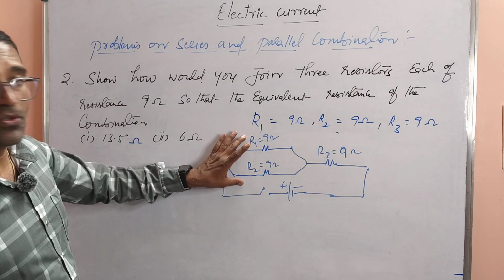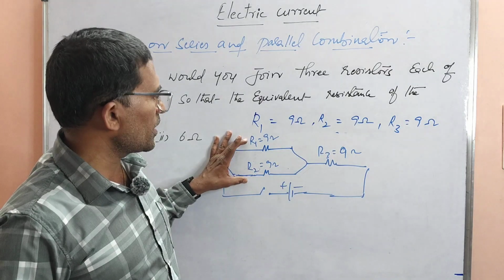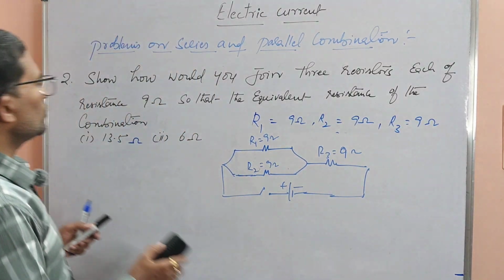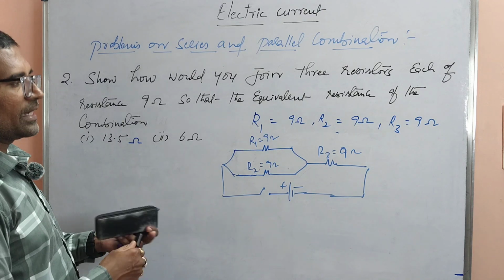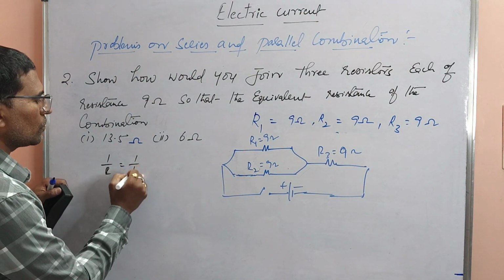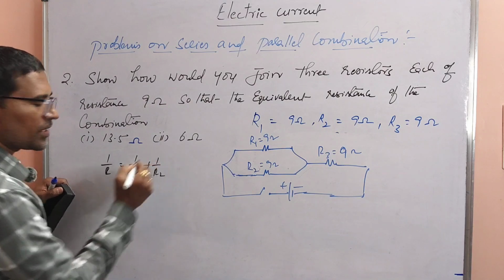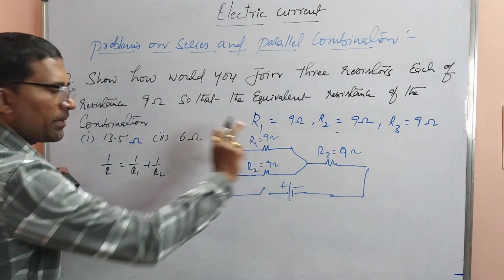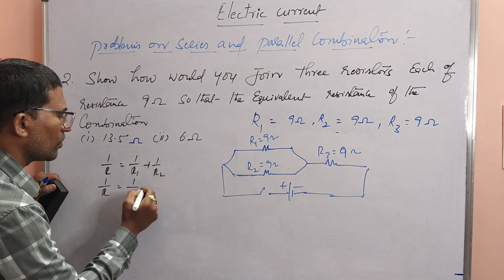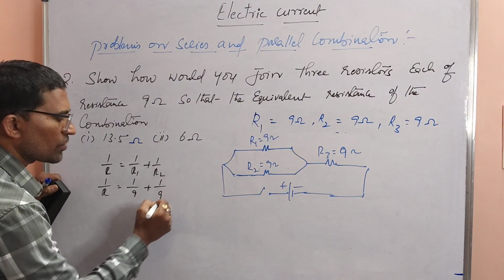Now, first of all, these two are in parallel combination. When the circuit is in parallel combination, the formula to calculate the equivalent resistance is 1 by R is equal to 1 by R1 plus 1 by R2. First, I will do these two in parallel combination. So 1 by R is equal to 1 by R1, that is 9 ohm, and 1 by R2 is also 9 ohm.